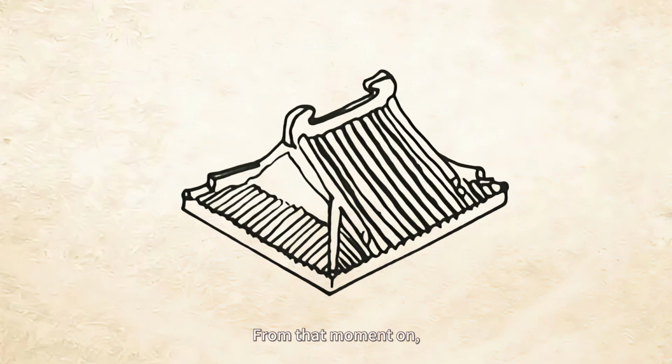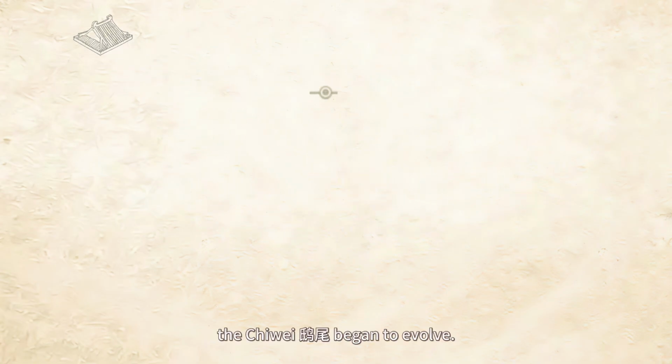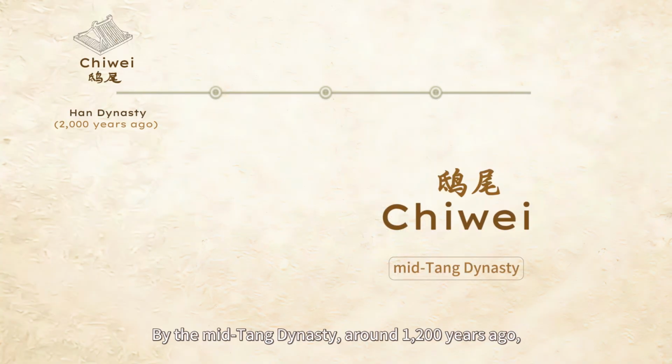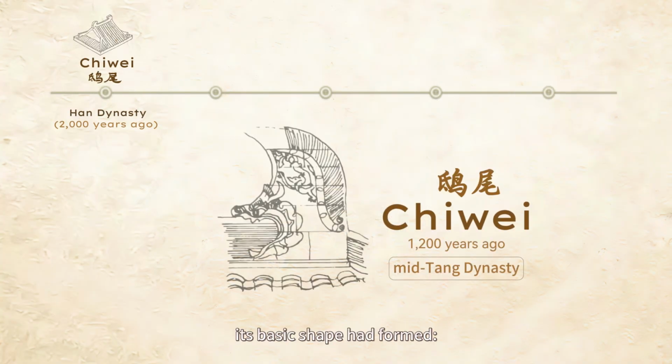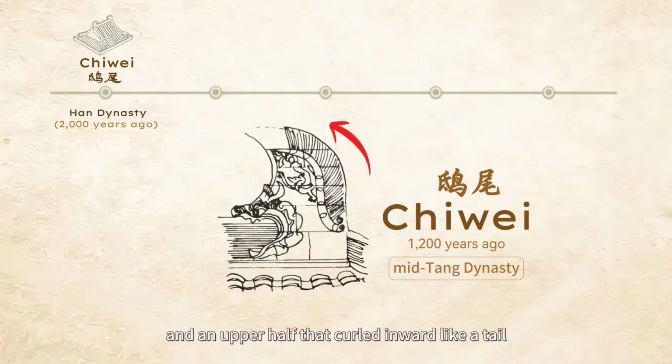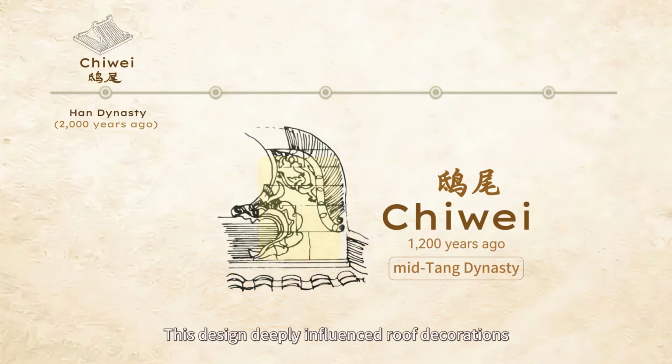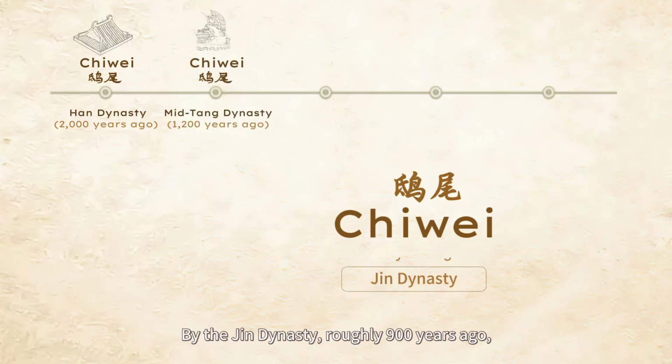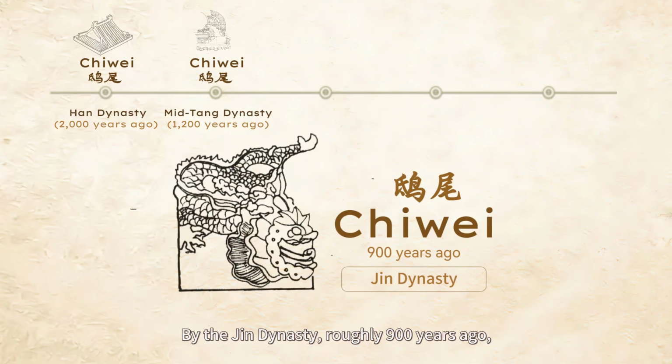From that moment on, the Chiwei began to evolve. By the Mid-Tang Dynasty, around 1,200 years ago, its basic shape had formed, a lower half resembling a dragon or crocodile's head, and an upper half that curled inward like a tail, together creating a long, rectangular silhouette. This design deeply influenced roof decorations for centuries to come. By the Jin Dynasty, roughly 900 years ago, the Chiwei grew more dynamic, its body twisted like a dragon, claws outstretched, full of life and motion.